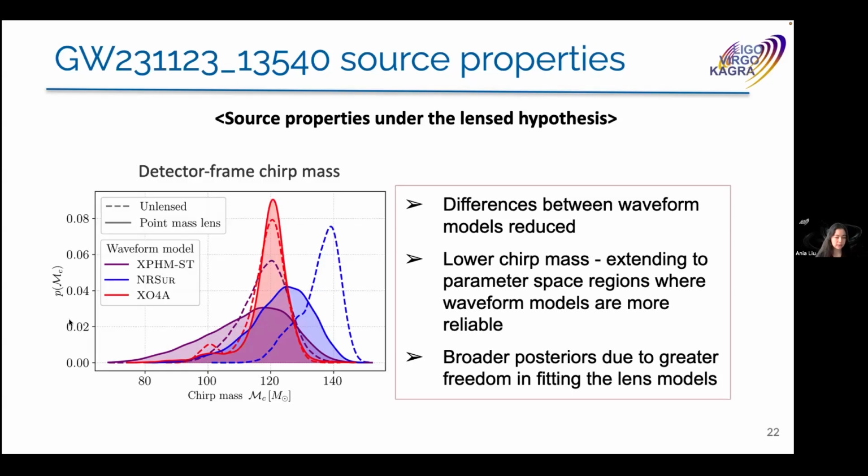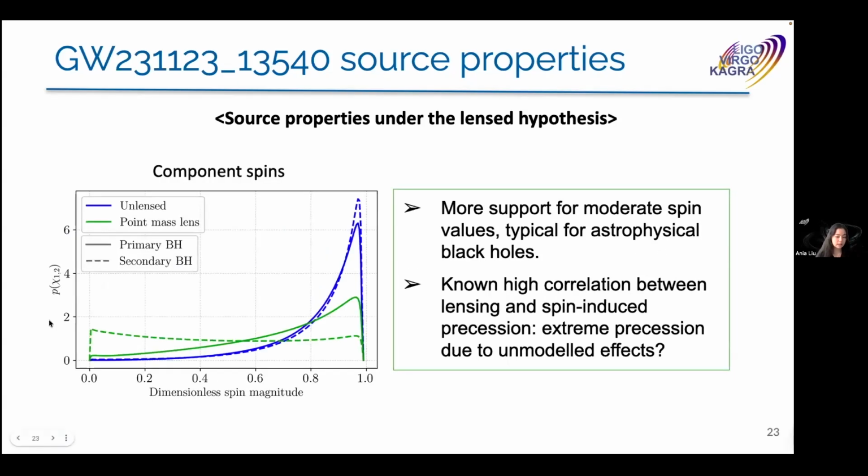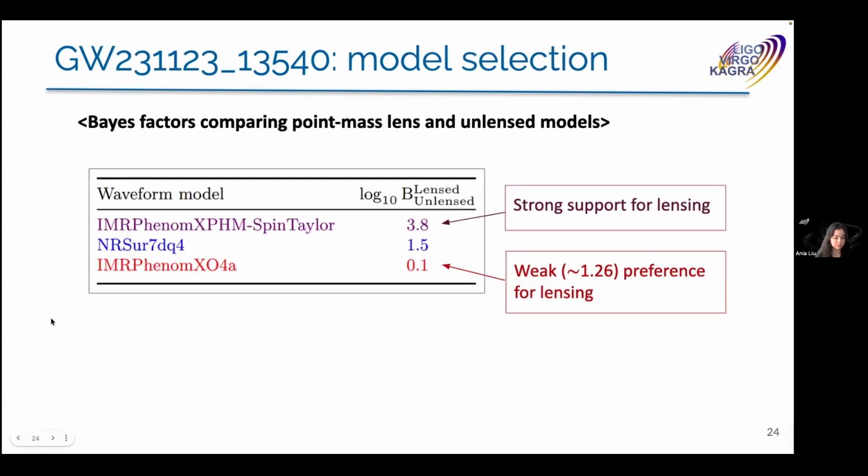Finally, let's look at the spins again. Here, the lens results are shown in green lines. We now see much more support for moderate spin values, which are more typical astrophysically. However, we should be cautious. From previous studies, we know that lensing is degenerate with spin-induced precession. So it remains unclear whether the previously inferred extreme spins were due to unmodeled effects or whether the signal truly contains strong precession. At this stage, it is difficult to distinguish between these two possibilities.